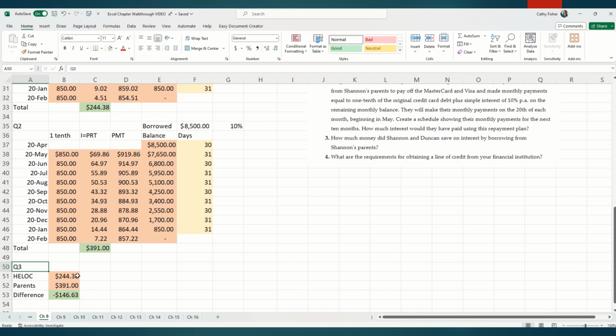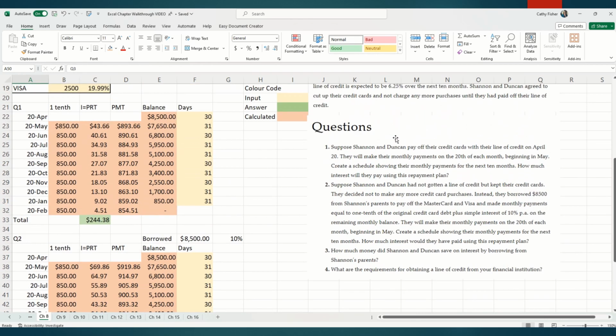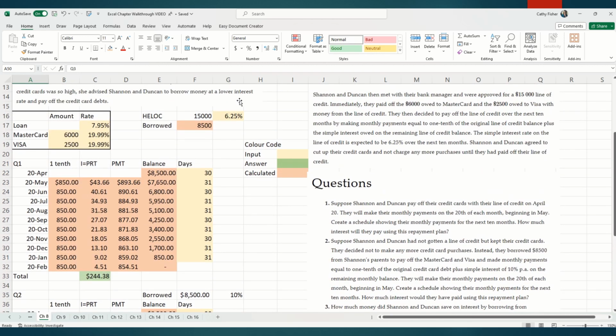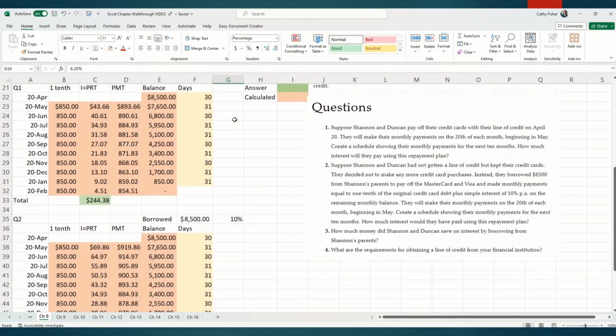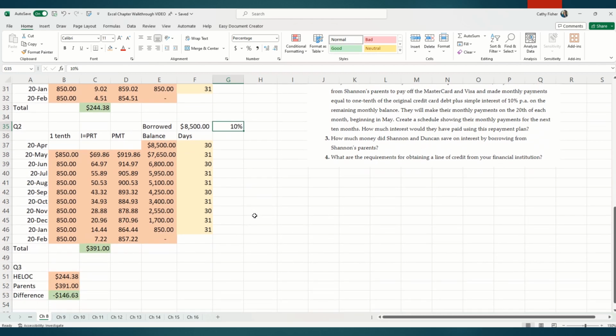So question 3 says, how much money did they save on interest by borrowing from Shannon's parents? Well, the problem was the interest for the home equity line of credit was 6.25, and their parents charged them 10%. So they didn't actually save any money at all. They paid an extra $146 if they went with their parents. So that's it for chapter 8. Should help you along with your case.